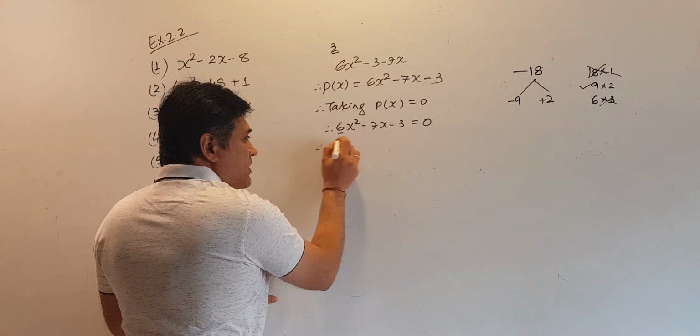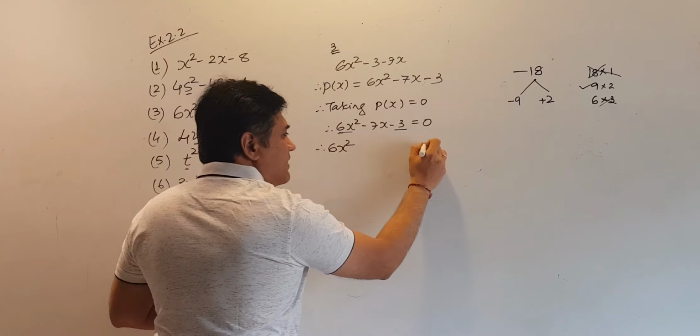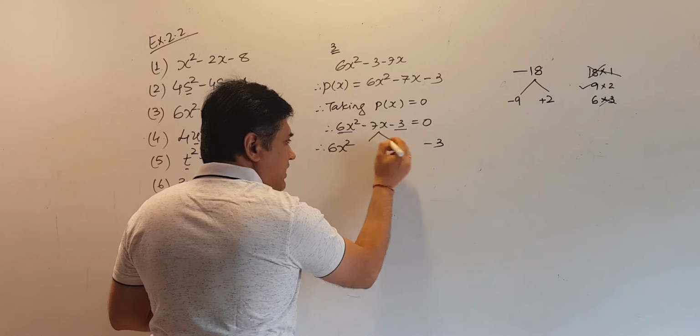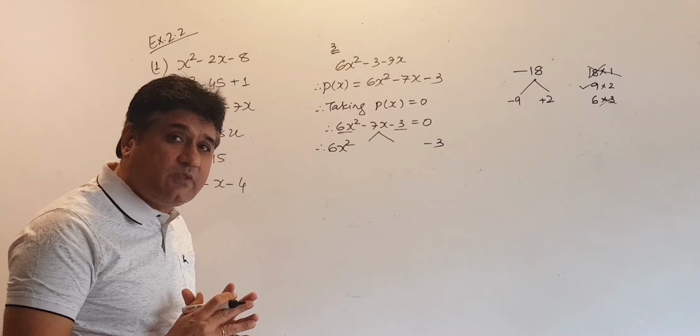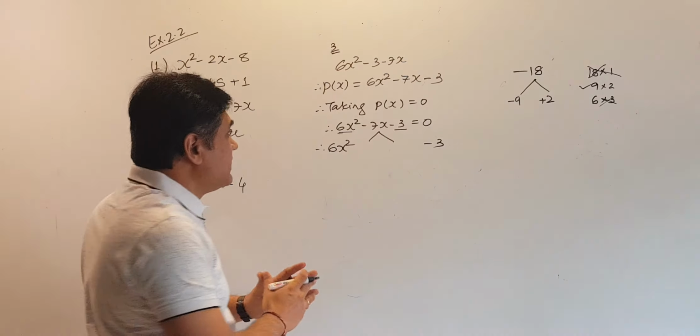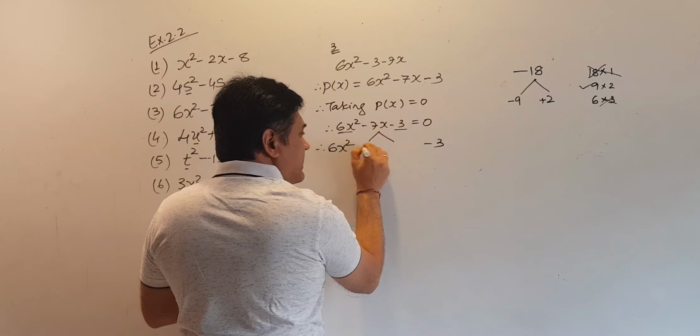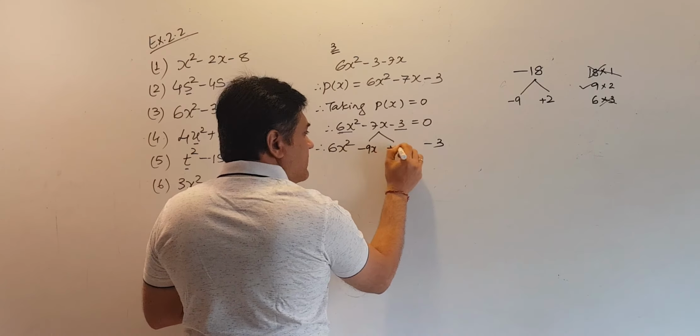Okay, so here what should I do? First term and last term will remain same. 6x square and minus 3 will remain same. Only the division of the middle term would be there. Okay, so expansion of the middle term. How do we divide the middle term? Minus 7x will be minus 9x and plus 2x.